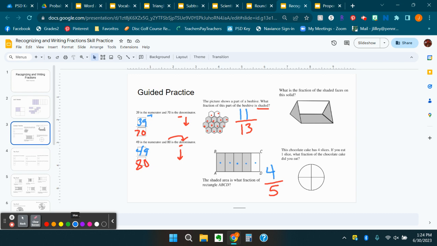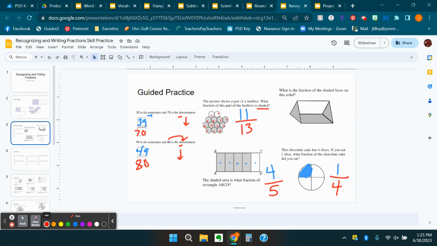Over here, when we look at the circle, it says this chocolate cake has 4 slices. If you eat 1 slice, what fraction of the chocolate cake did you eat? I find it helpful here to shade in the slice of cake that I ate. And then really we're looking at exactly the same thing. There are 4 total slices, so the 4 goes down in my denominator. One of the slices I ate, one is shaded in. So I ate 1 out of 4 slices. That makes sense.